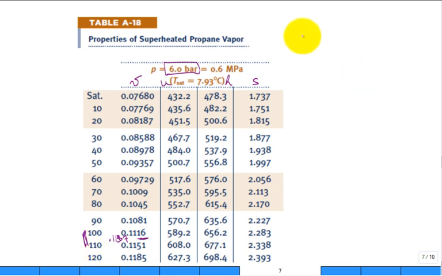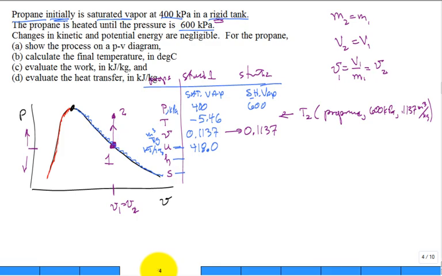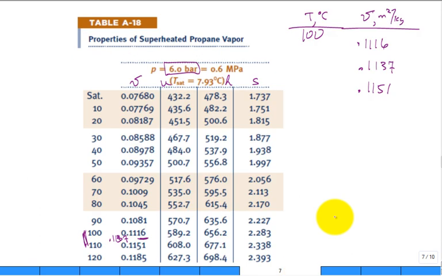So I like to set up in a separate table. Here's temperature in degrees C, 100. Here's specific volume, meter cube per kilogram, and it's 0.1116, 0.1151, 0.1137. I can't read my own handwriting. 0.1137, yes. 0.1137, and this temperature is 110.